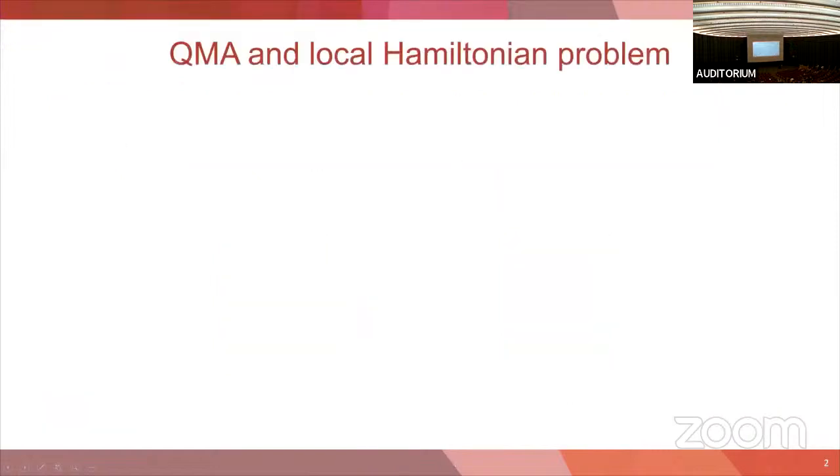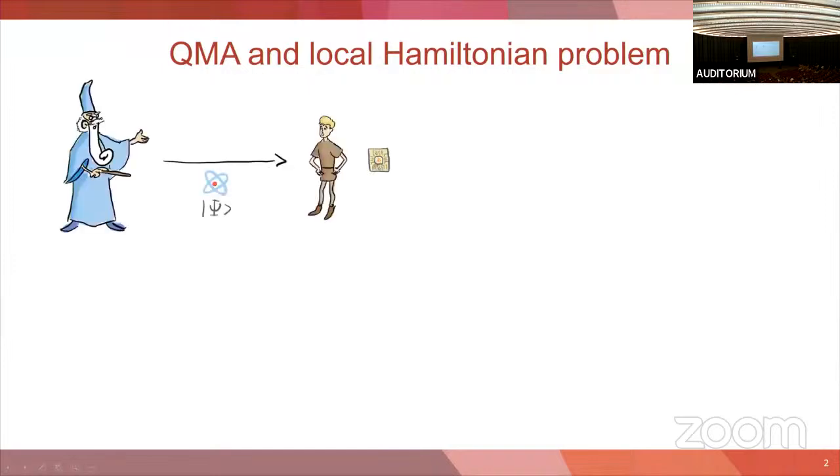And it will be useful first to set the stage a bit, to recapture the definitions of QMA and the local Hamiltonian problem, even though you might have heard them 1,000 times. So QMA can be viewed as a proof system between an all-powerful prover, Merlin, that sends a polynomial-sized quantum proof to Arthur, which is a polynomial-time quantum verifier.